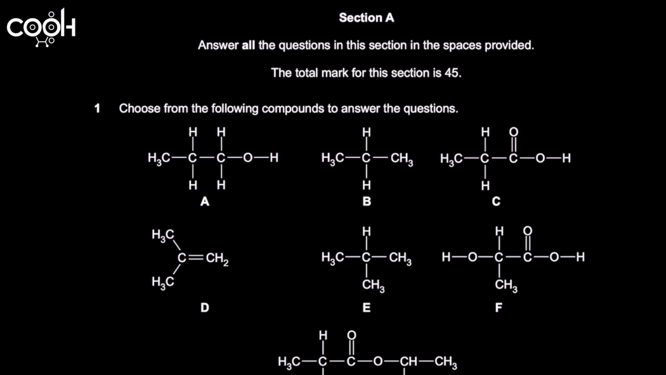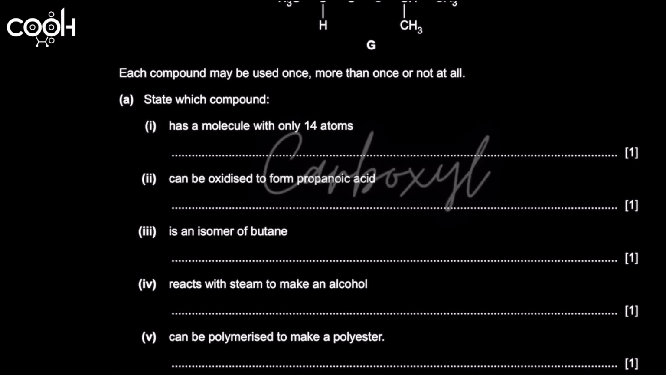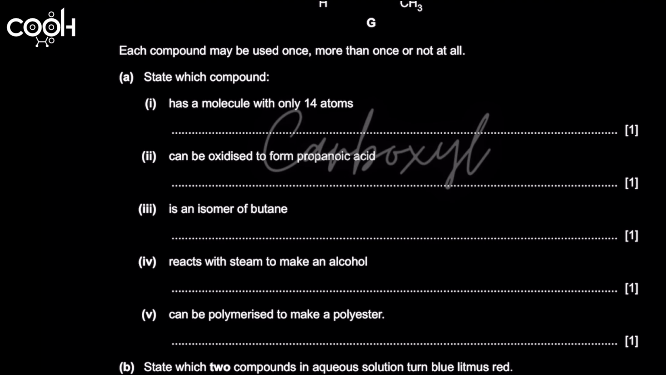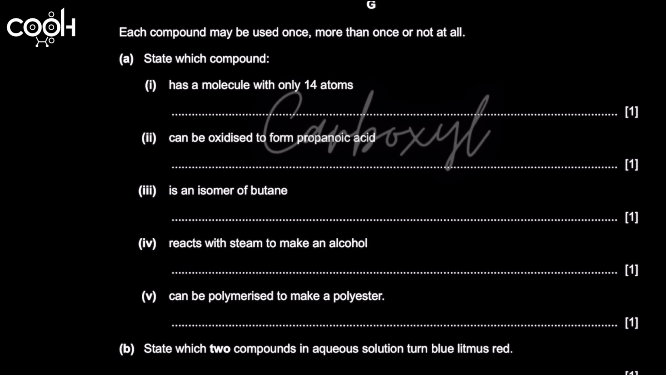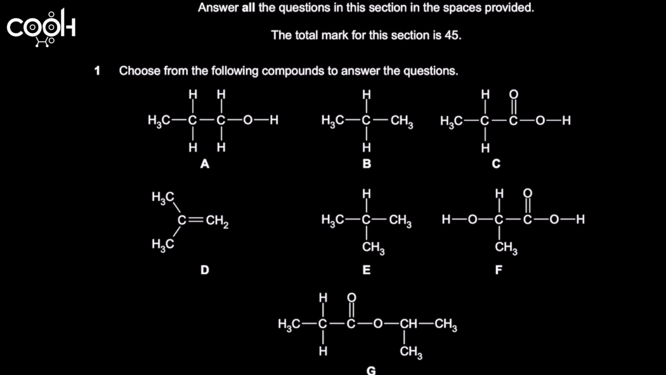Now it says choose from the following compounds to answer these questions, and you're given certain compounds and you have to choose from them. Each compound may be used once, more than once, or not at all, so you can choose from them to answer these particular questions. Now, the way to go about these questions is that you all need to start by looking at the families present, right, or the functional groups present.